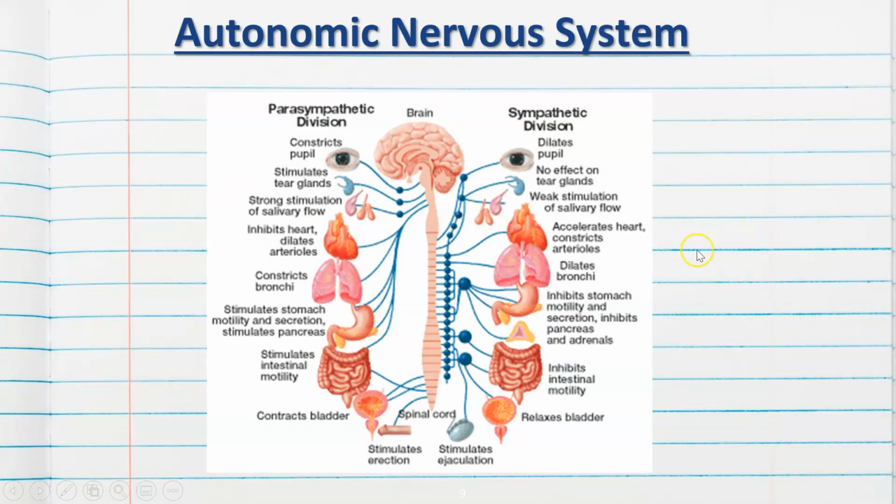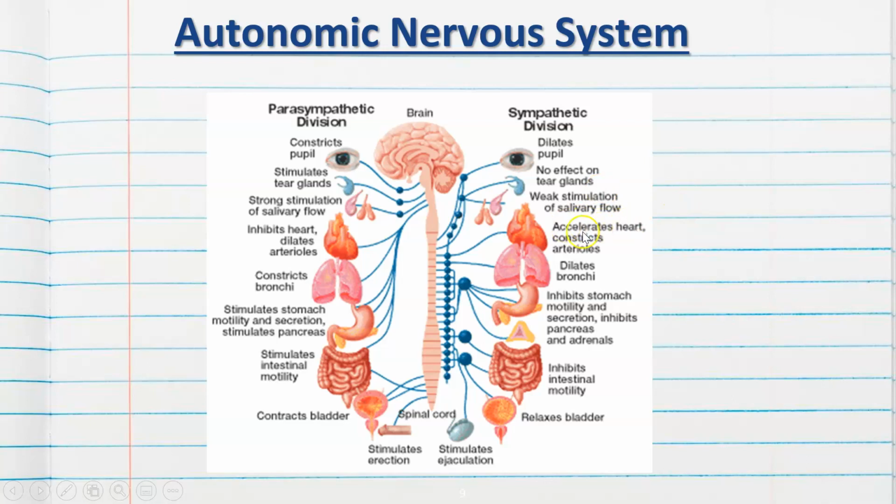that happens. So here is a visual representation of what goes on in the body when the sympathetic division is activated versus the parasympathetic. So just to quickly summarize to end this video, the sympathetic, when we are in flight or fight mode, speeds everything up. Our pupils dilate. There's no effect on our tear glands. We've got weak stimulation of salivary, so we get a dry mouth, in other words.